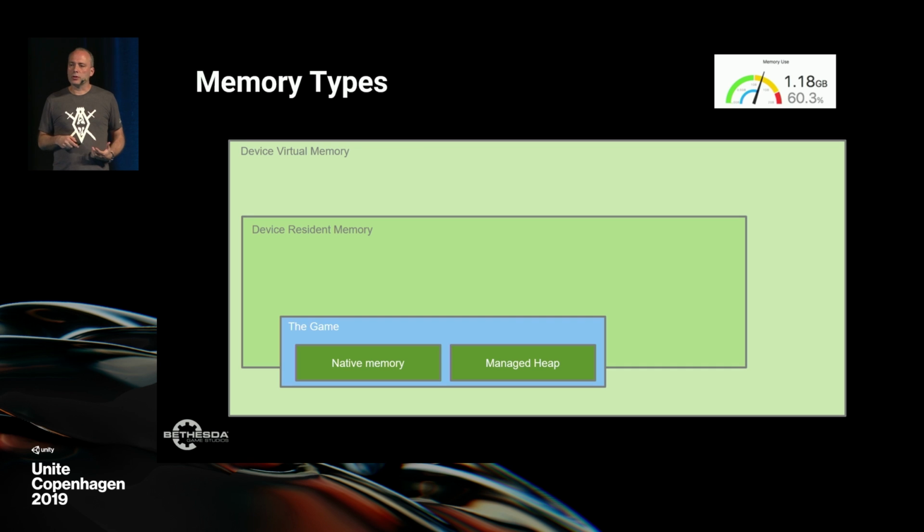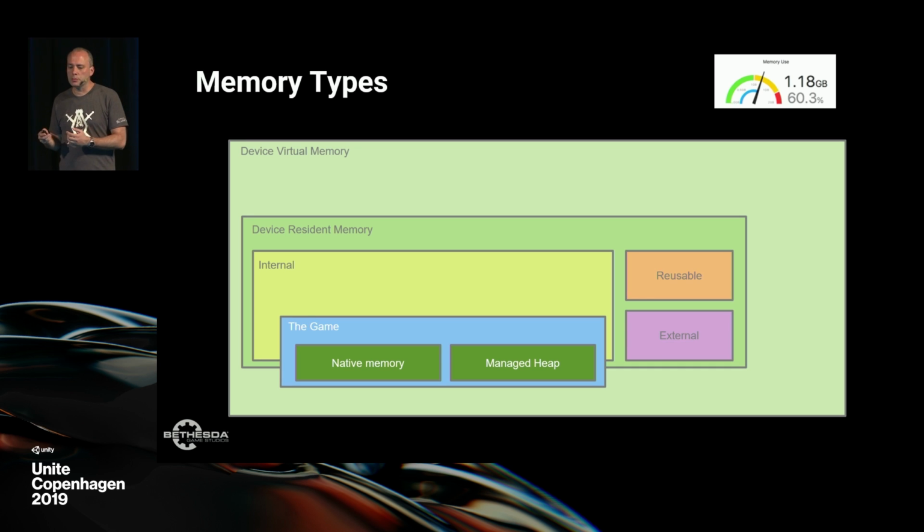But there are several different categories of memory within that. So there is reusable memory, external memory, and internal memory. So external memory is what iOS is using to store decrypted and decompressed pages of code. And reusable memory is what the graphics driver is using for its temporary allocations. And finally, internal memory is what is used by everything else. So our game, both the native memory and managed memory, would be taking some number of pages out of internal memory. So there's more going on, though.